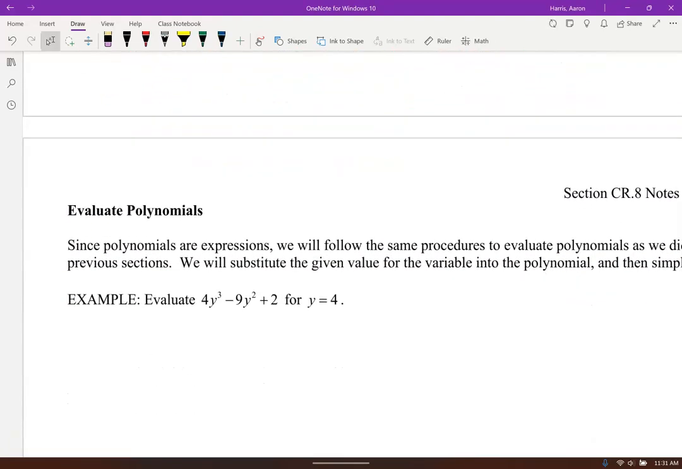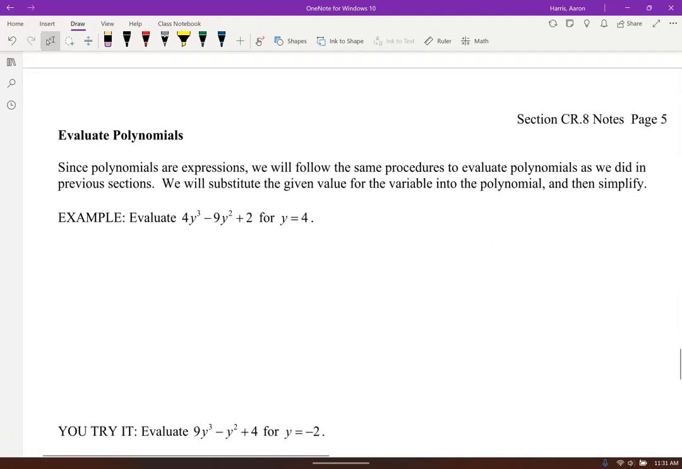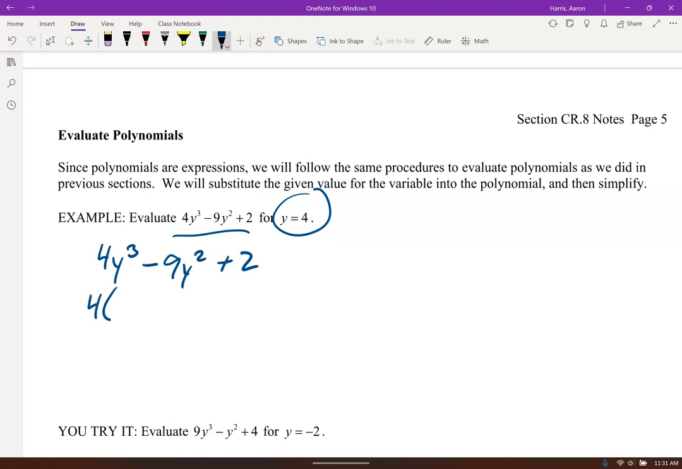And finally, let's finish off with evaluating polynomials, which is just a substitution procedure. So you can evaluate this trinomial with y being 4. If y is 4, let's replace the y with 4.